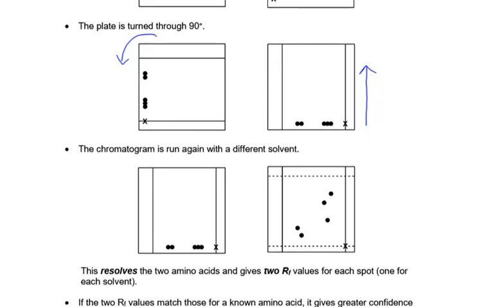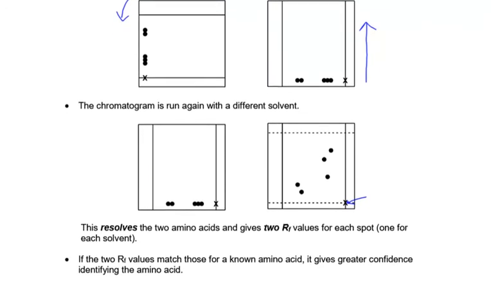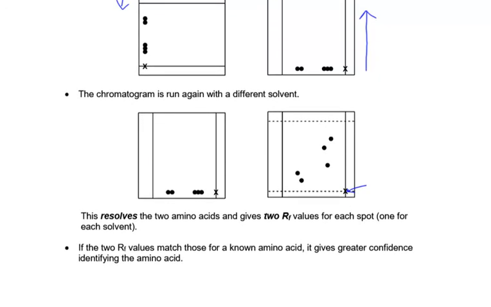And when we run it again, our spots separate. So we started off down here with our mixture, and now we've got 5 separate spots. And you can get 2 RF values and compare those to the data booklets, and you will have a greater confidence in identifying your amino acid. So two-dimensional TLC just gives us that ability to be more precise in our identification.